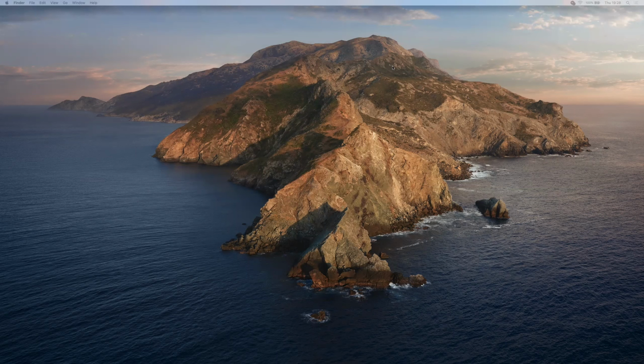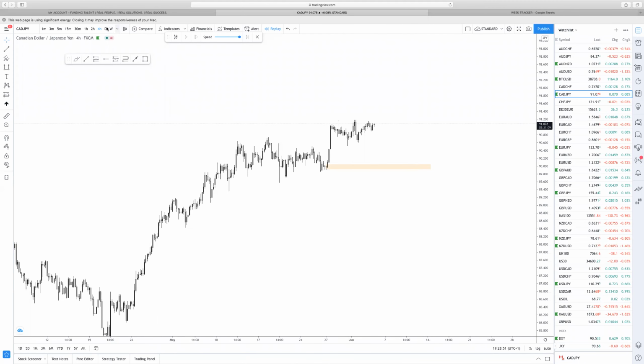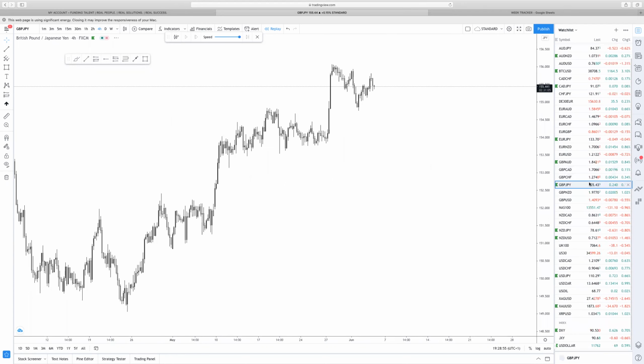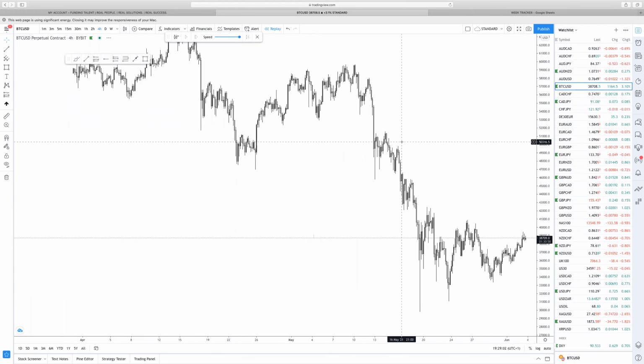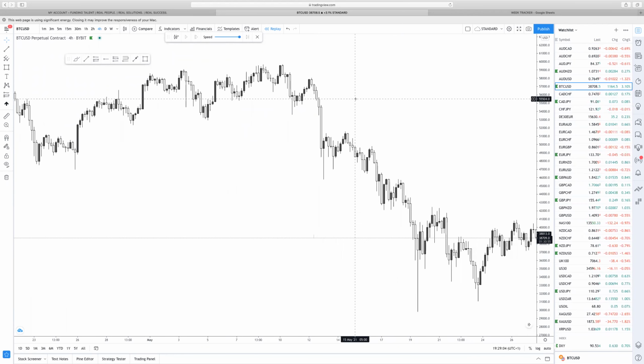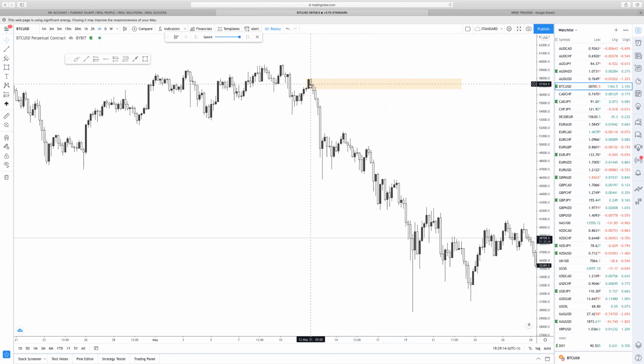So looking at the chart, can you see my chart? Yeah. Okay. So an order block is, for example, here. This is an order block. So the last bullish candle before a bearish move that causes a break in structure.